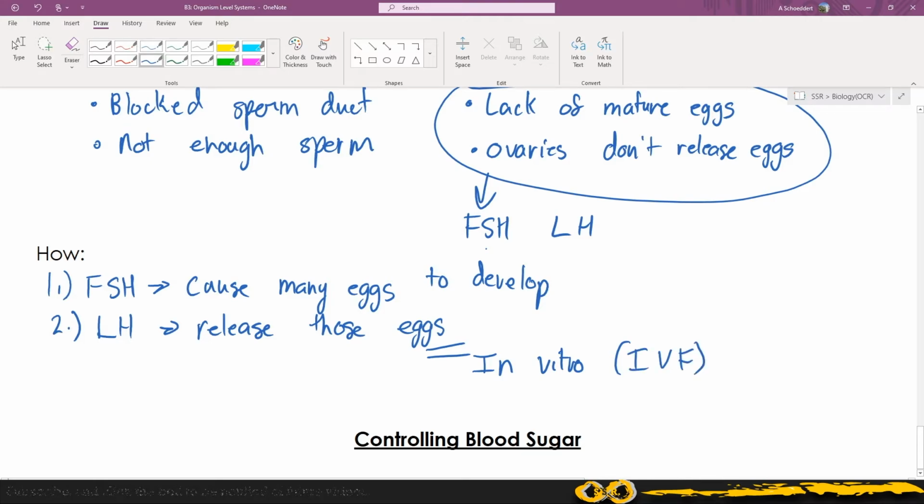And so what they'll do here is they'll collect those eggs that you've just caused to mature, and then you will mix egg and sperm. And you'll check that you have actually got some fertilization that has happened, and then you will implant those fertilized embryos.